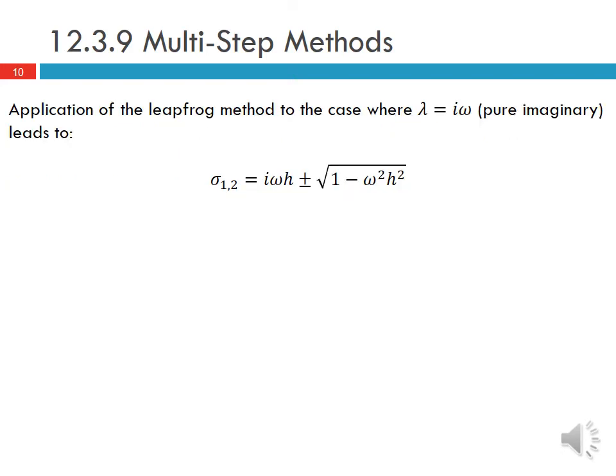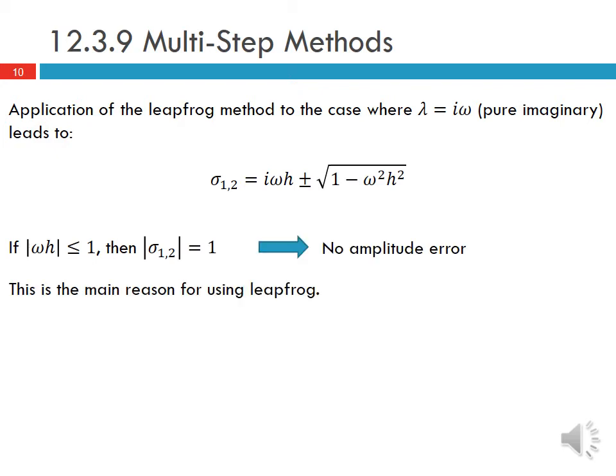So let's look at the application of the leapfrog method to the case where we have this purely imaginary lambda. So lambda is equal to i omega. In this case, we get sigma 1 and 2 as shown here. So i omega h plus or minus the square root of 1 minus omega squared h squared. Now, if omega h is less than or equal to 1, then the magnitude of sigma 1 and 2 are equal to 1. So this means there's no amplitude error. And this is the main reason for using the leapfrog method.